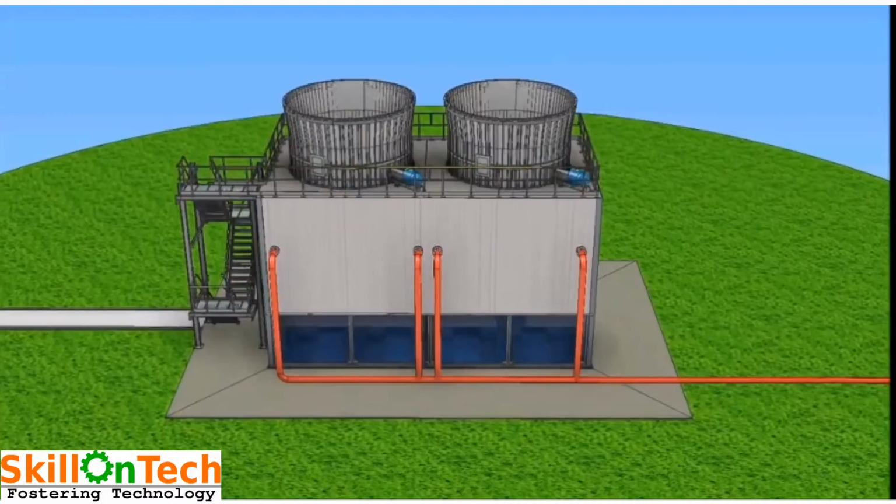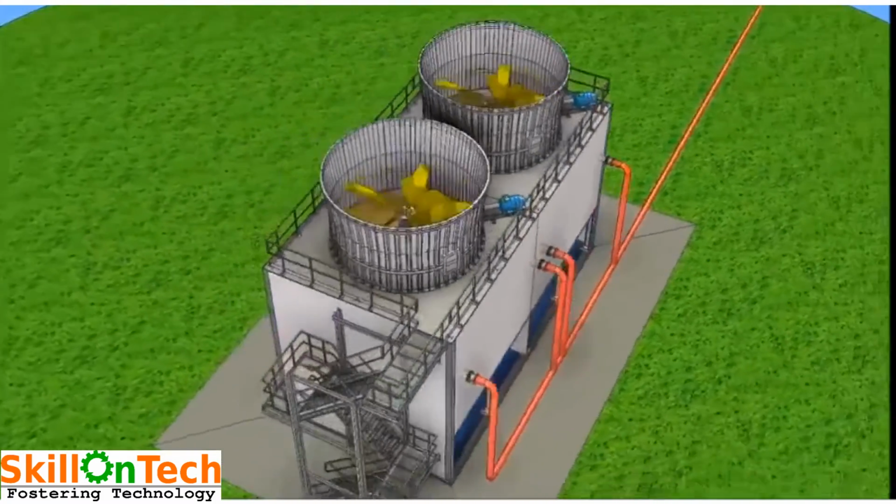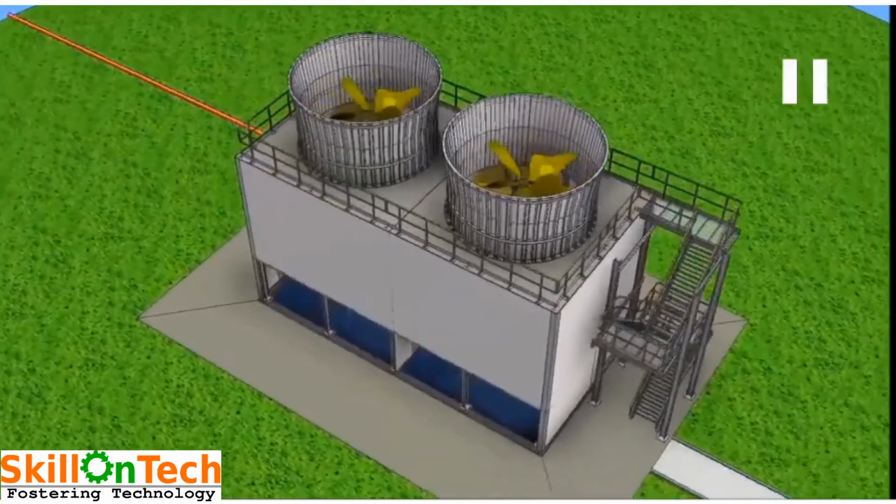So let us see. You can see in this picture, this is a return header which is coming from a process plant, and these are the branches. At the bottom you can see a cold water basin. Here you can see there are two fans inside of these fan cylinders. These are the fan cylinders and they are FRP fans.